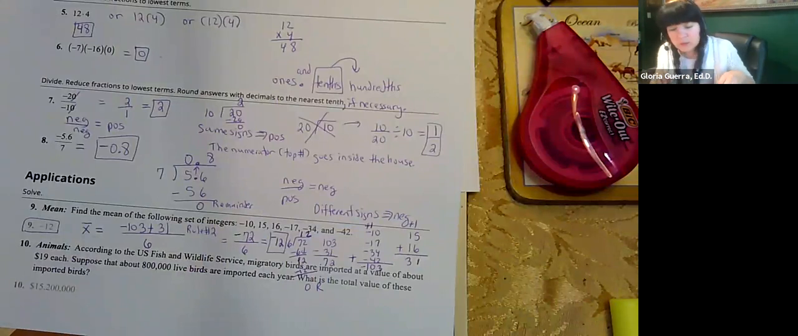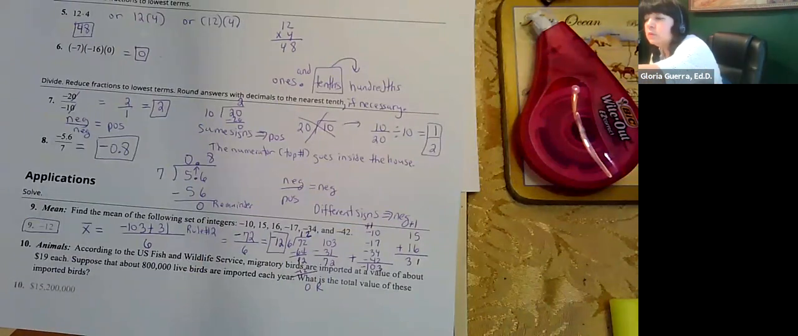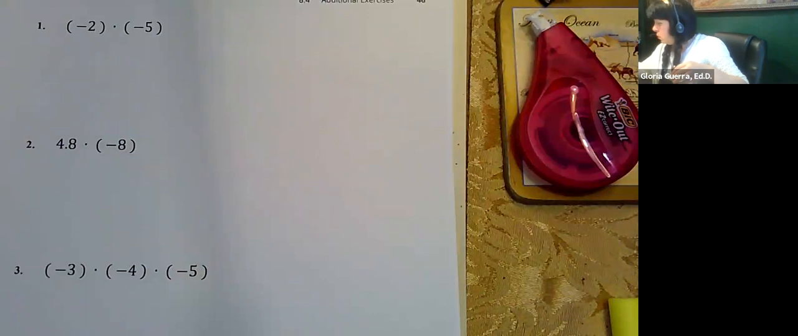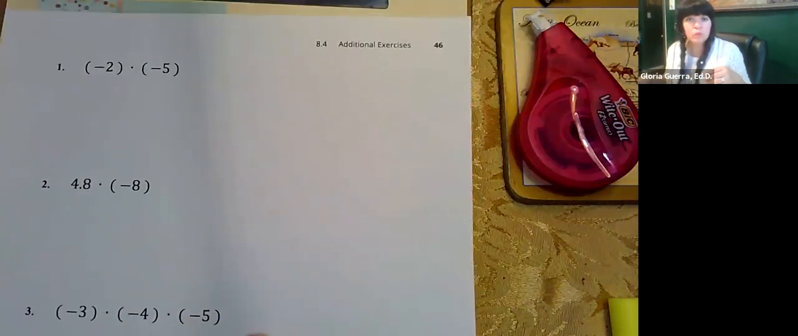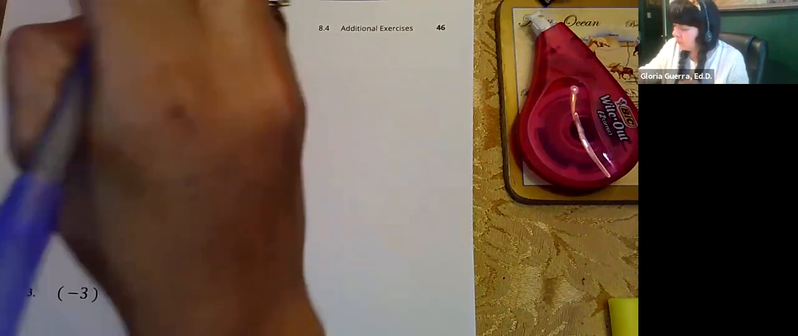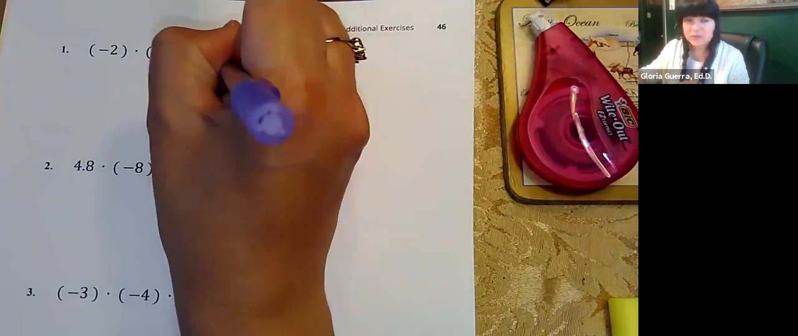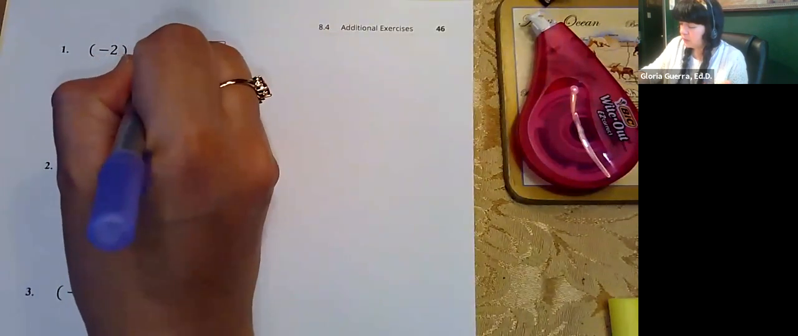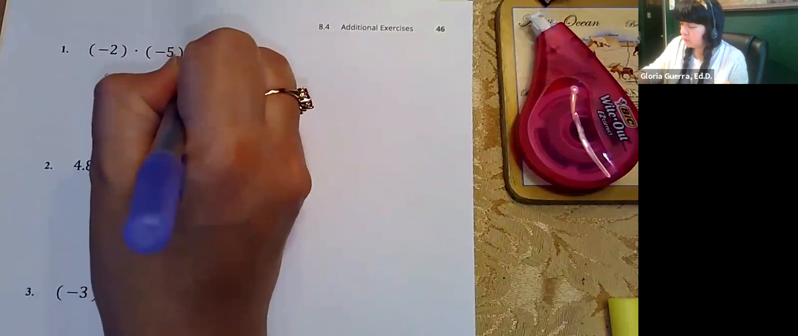Okay, now let's look at page 46. See. So number 1, we have -2 times -5. Okay, so that's going to just give you 10. And there's no work for that. Same signs, right? These are same signs. Same signs give you positive results.